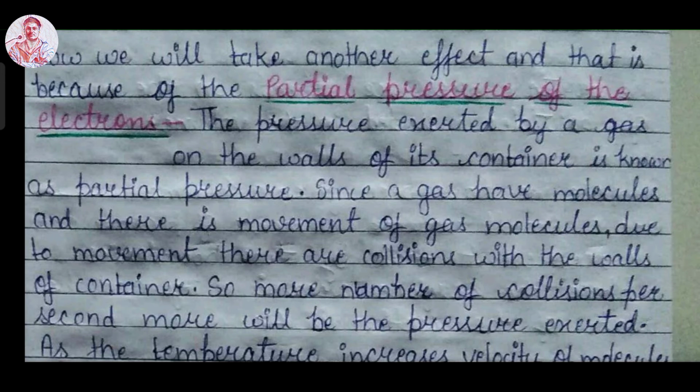Now we will take another effect, that is because of the partial pressure of the electron. The pressure exerted by a gas on the wall of its container is known as partial pressure. Since a gas has a lot of molecules, due to the momentum of these molecules, there are a lot of collisions. As the number of collisions increases, the partial pressure also increases.